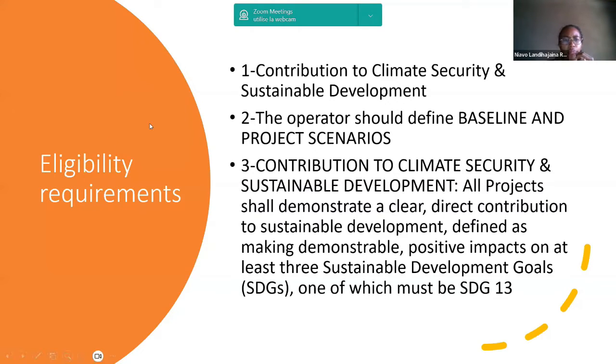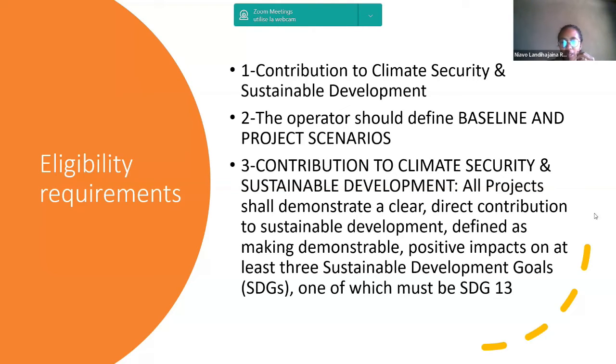And so the main requirements stated in the Gold Standard were organized in 3 main principles. First, contribution to climate security and sustainable development. Then, the operator should define baseline and project scenarios. And in the third part, contribution to climate security and sustainable development.